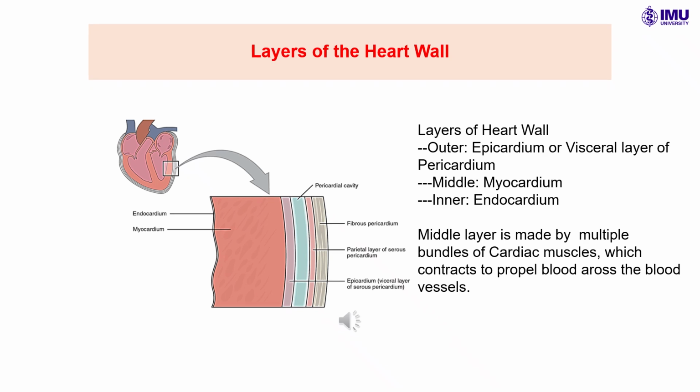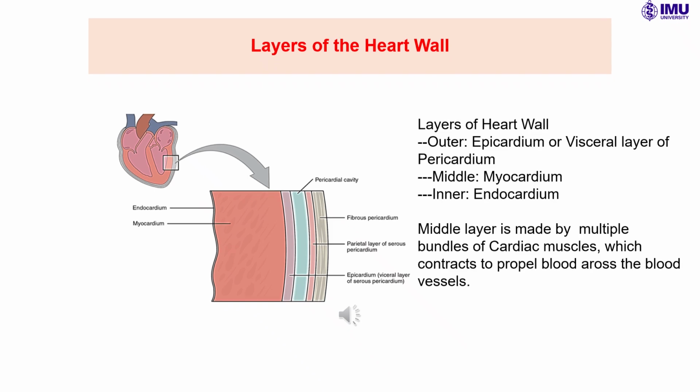Layers of the heart wall. 3 layers. Outer epicardium or visceral layer of pericardium. Middle myocardium formed by multiple bundles of cardiac muscles. Inner endocardium with single layer of squamous epithelium.